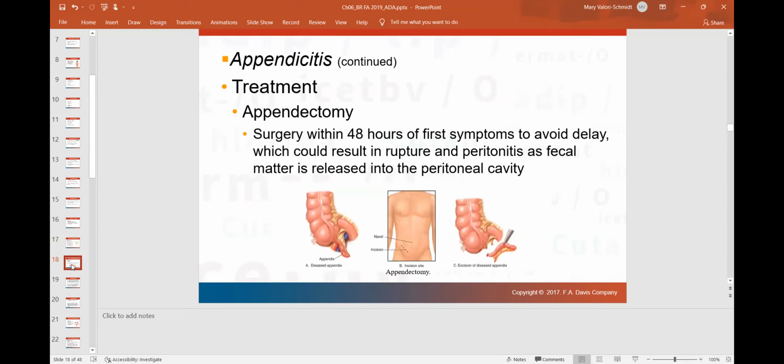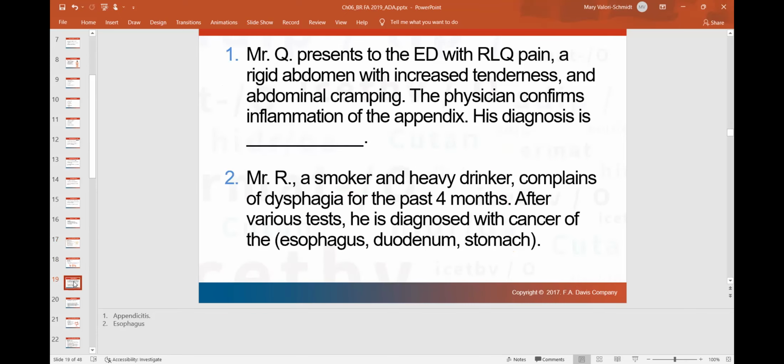If the heart rate starts to increase like that, that can be a very bad sign. And the treatment is get it out, appendectomy, right? They want to get it out as soon as possible. You don't want the appendix to rupture. Like I said, that can be a fatal event.